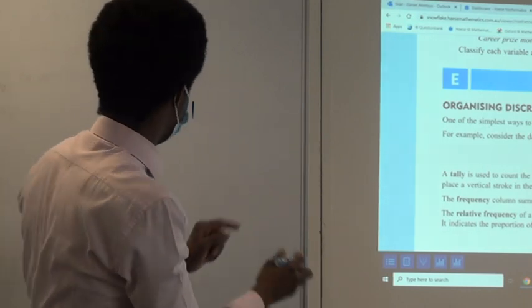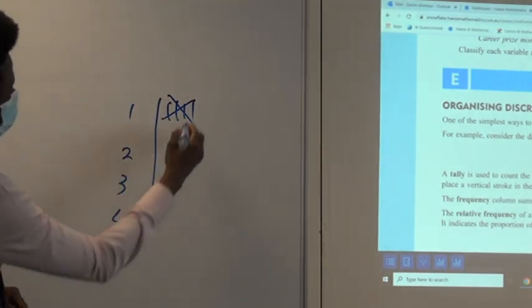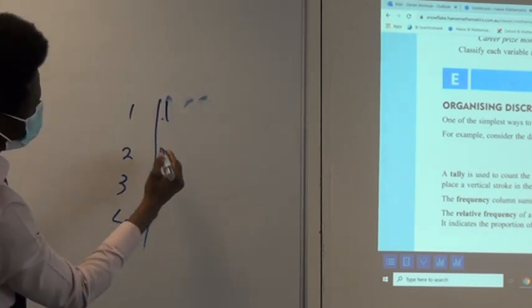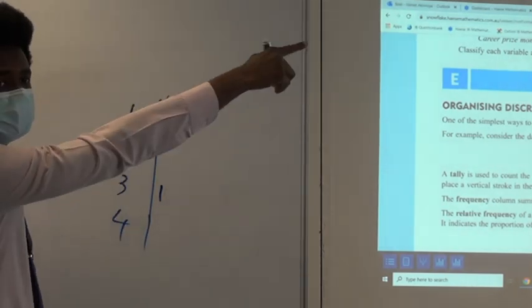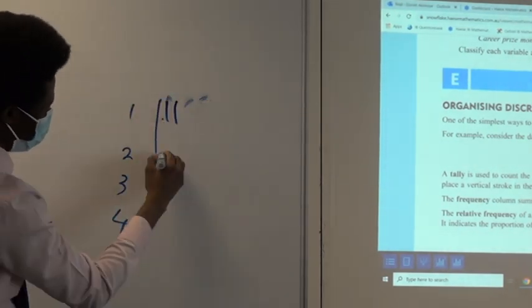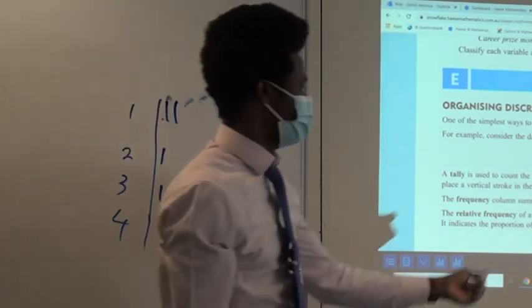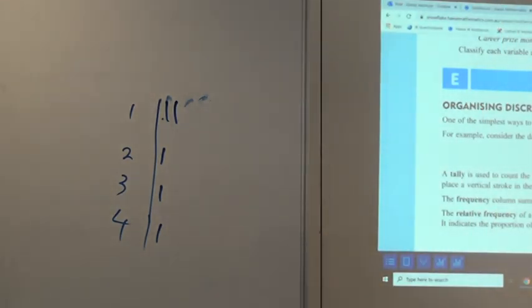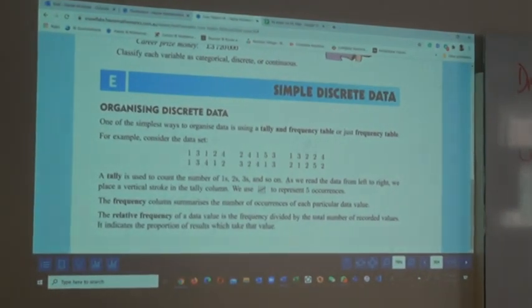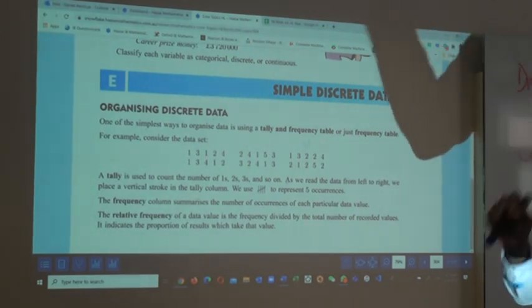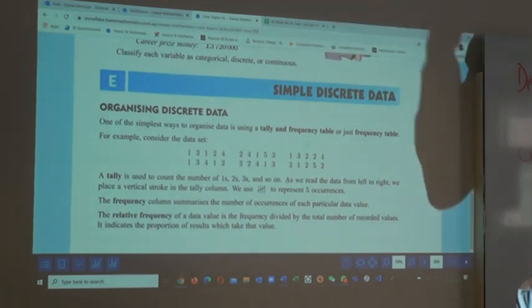So, the first thing I see is 1, mark. The next thing I see is 3, mark. The next thing again, 1. The next thing again, 2, followed by 4, and so on. Because this is simple data, of course. Imagine having like 50 data, and you have to count how many 28 you can see. They are scattered all over, and while you are counting, you might have unintentionally missed one out, or counted one twice.